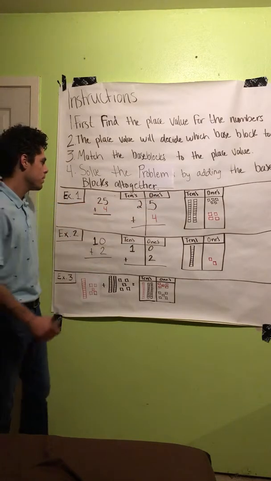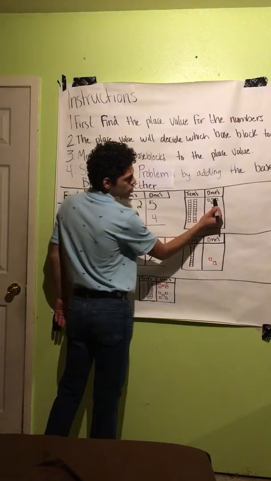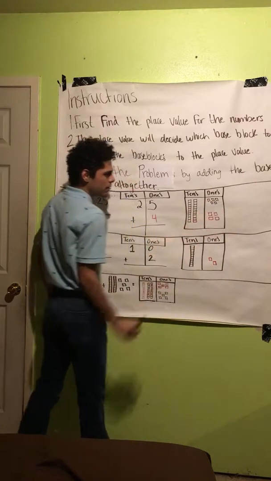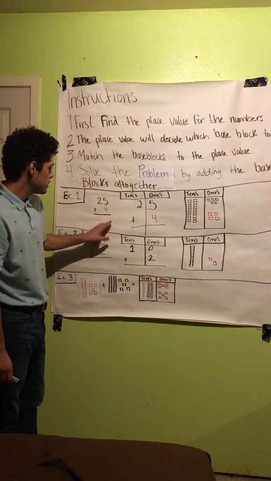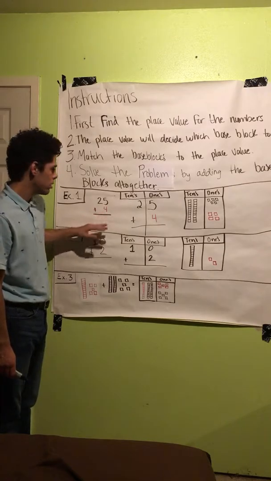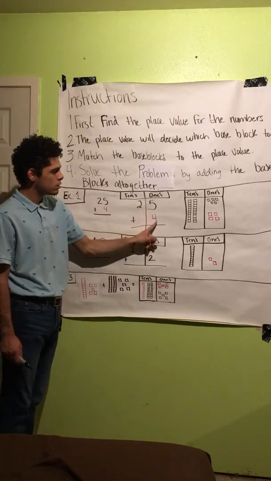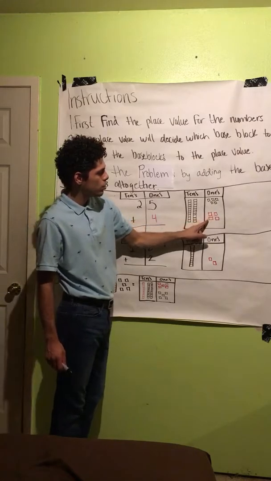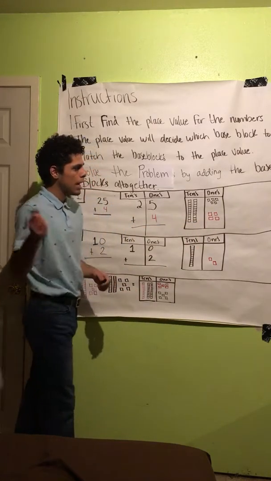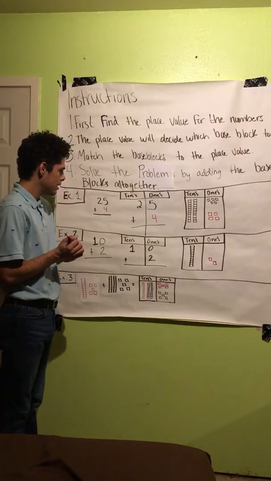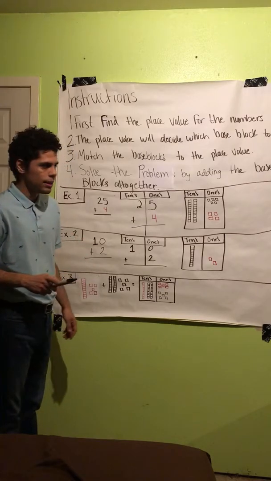Ones, it has 5. So ready? 1, 2, 3, 4, 5. And then since this is a different number, it's separate from 25. 4 by itself. 4 is in the ones. 1, 2, 3, 4. So now we are going to use addition to add these together.